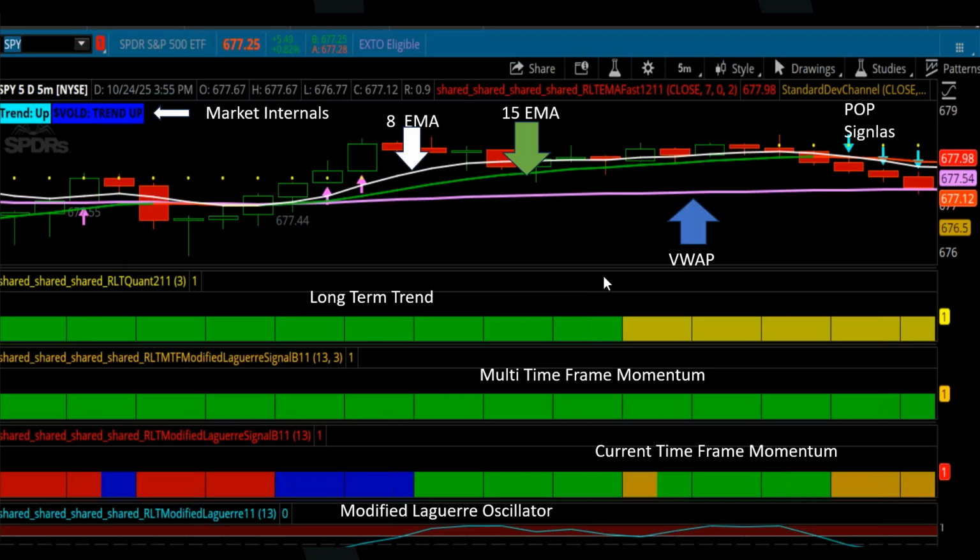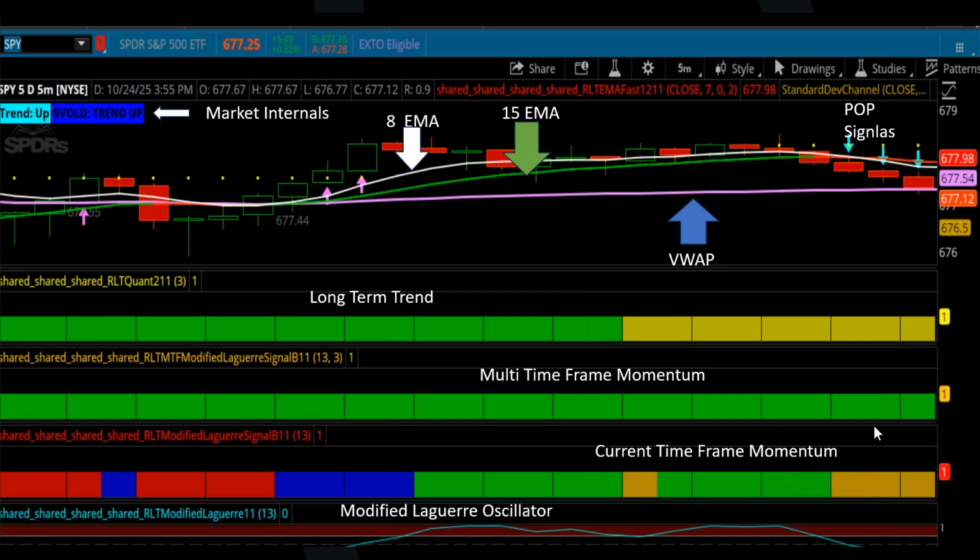Again, here's the trade right here. Here's the 8 exponential moving average. Here's the 15. Here's the VWAP. Those are your 3 main indicators, or 3 main levels on your price action: current time frame momentum, multi-time frame momentum, and long-term trend. We've looked at a lot of those so far, right? So that is what it looks like, and this is what you're trading off of.